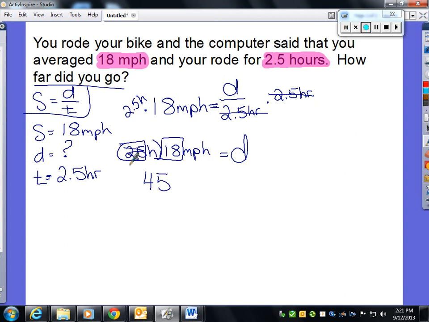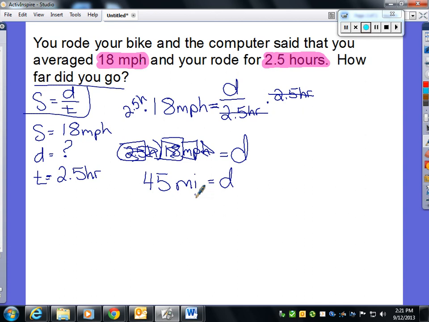Okay, so I've used those numbers. And now I'm left with hour, mile, hour. The hours can cancel, and so I'm simply left with miles, which goes down there, is equal to my distance. I now ask myself, does this make sense? And it makes sense for two reasons. Number one, I'm looking for a distance, and this is a mile, which is a distance.